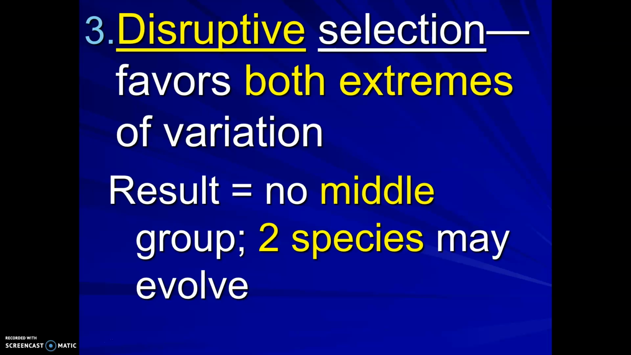And then the last one is disruptive selection. This is where we favor both extremes of variation. So there's no middle group, and usually when this happens, sometimes we can develop into two separate species.